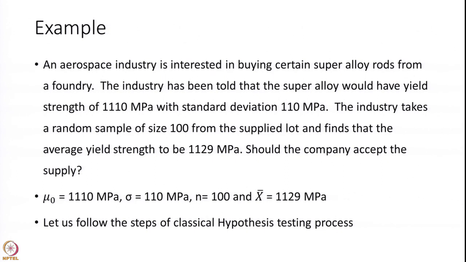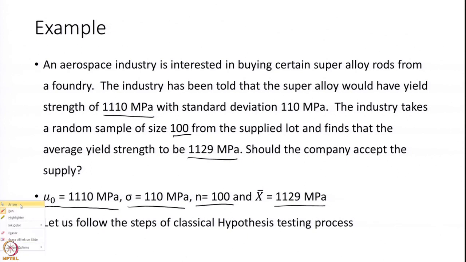So let us first understand in our terminology what all has been given to us. Number one, mu 0 is what the average the foundry has claimed, so it is 1110 MPa. Sigma square, the variance, is known; standard deviation is 110 MPa. A sample of size 100 is taken, so n is equal to 100, and it has found a mean yield strength of 1129 MPa. So let us follow the classical steps.